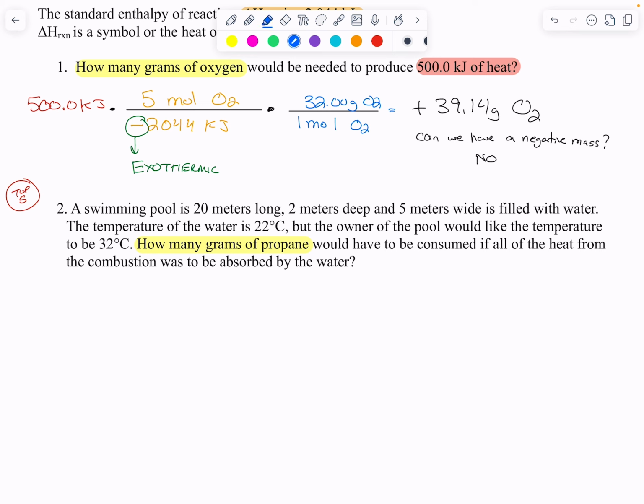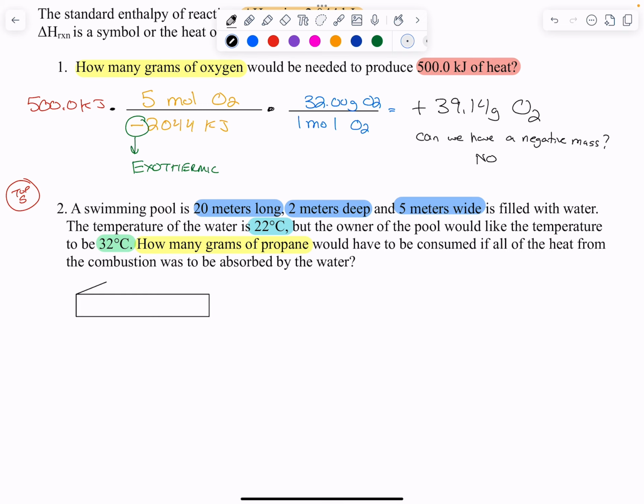All right, so we have a pool. It's 20 meters, 2 meters, and 5 meters. All right, we're at 22, but we would like to be at 32. So let's see here. If I have a pool, let's try a rectangle. There we go. We have 20 meters, 2 meters, and 5 meters. So the volume of the pool would be 20 meters by 2 meters by 5 meters. So that would be 200 meters cubed.